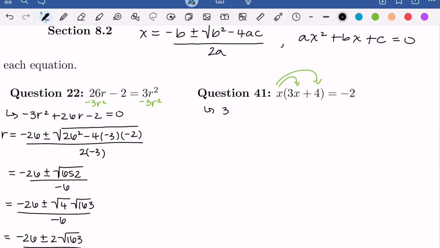So we're going to have 3x squared plus 4x, and in the same move, I'll also add 2 to both sides of our equation, just so we have 0 on the right-hand side, so that our equation is in standard form. So adding 2 to both sides of our equation, we're going to end up with this here. So let's use our quadratic formula.